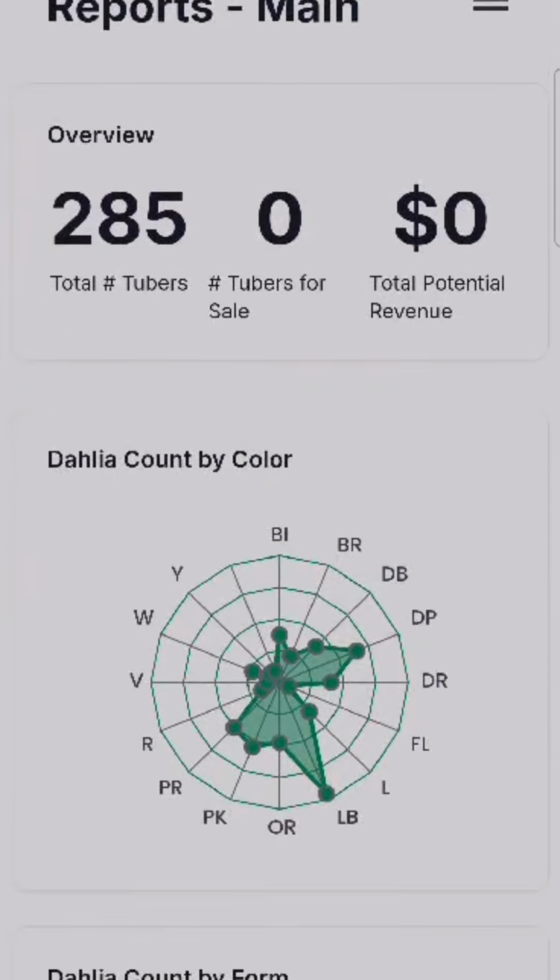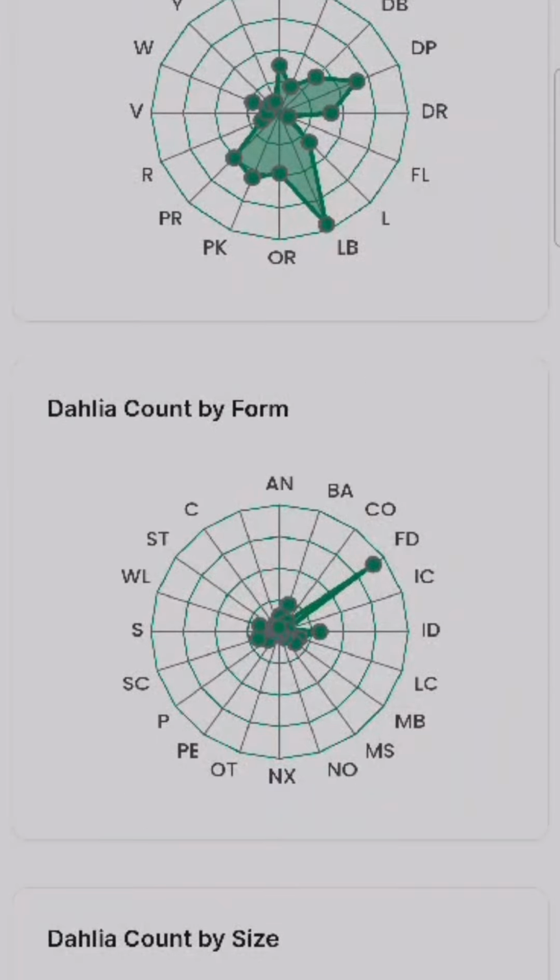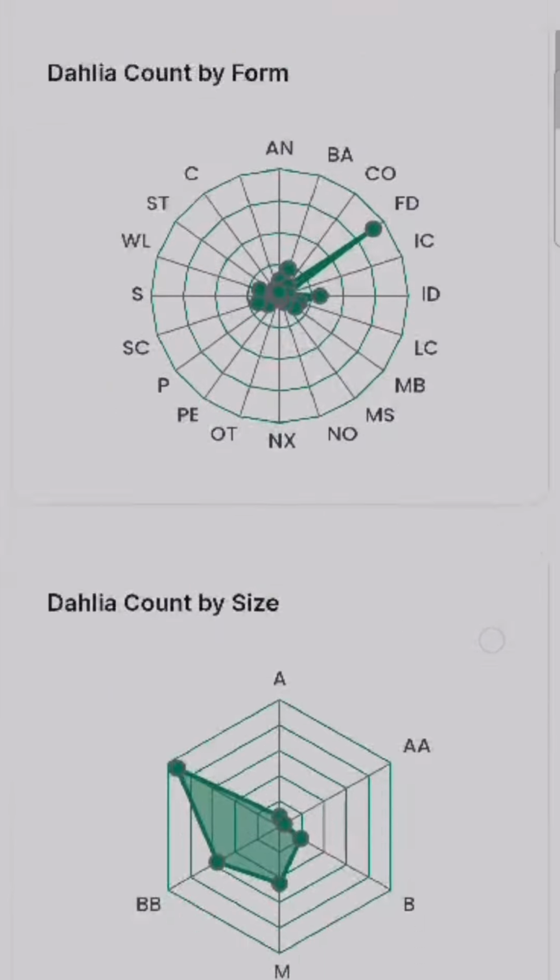You'll also see lots of information on the distribution. You can see I have a ton of light blends. I probably need more whites. I definitely realized that this year when I started to sell into florists. Same with form. So I have a ton of formal decoratives. I probably need to branch out a little bit more from the decorative class.